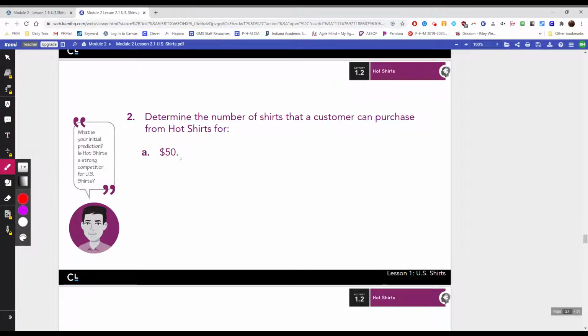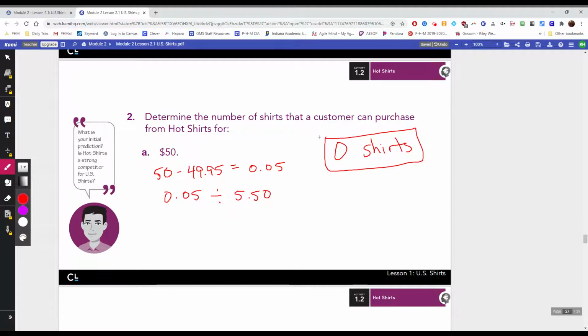So for $50, well, we know there's a setup fee of $49.95. So let's get rid of that first. 50 minus $49.95 equals 5 cents. And now they only have 5 cents to spend. We have to divide that by the cost per shirt. They're not going to be able to buy anything, right? I can't buy a full shirt for this. So for $50, 0 shirts.